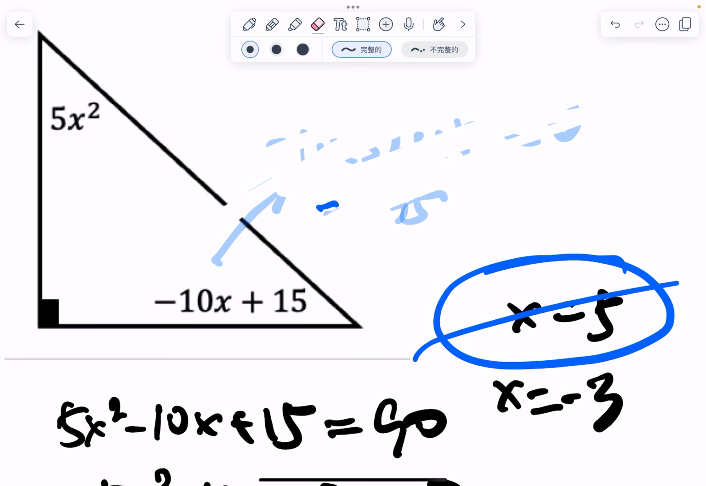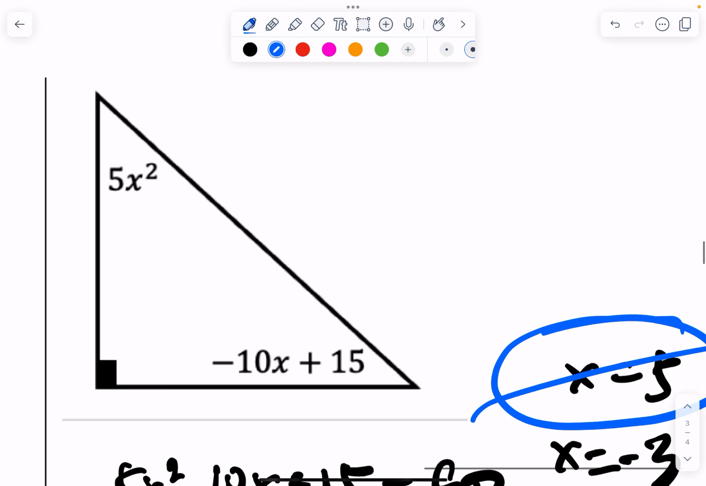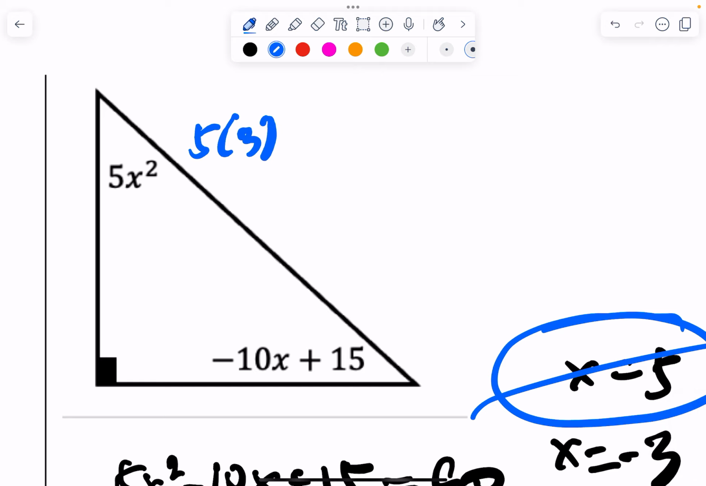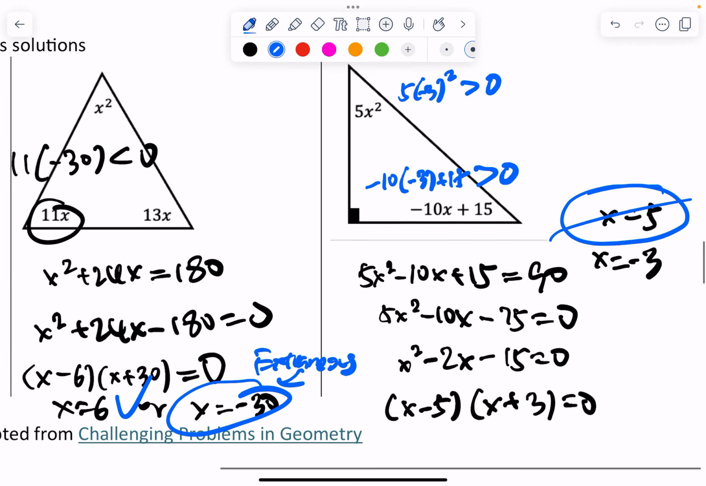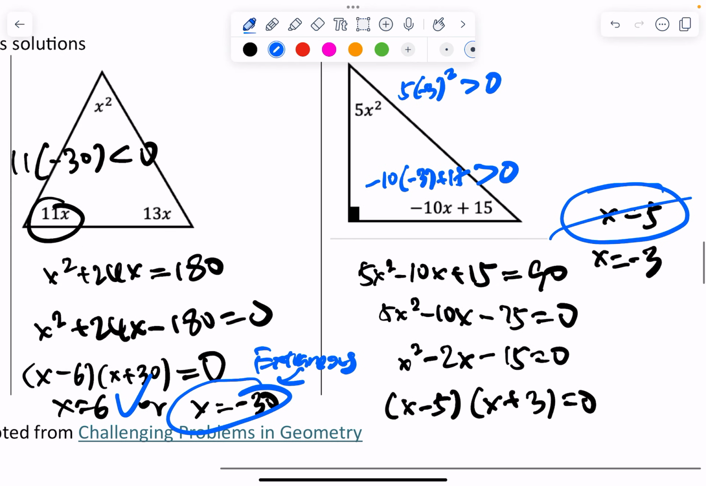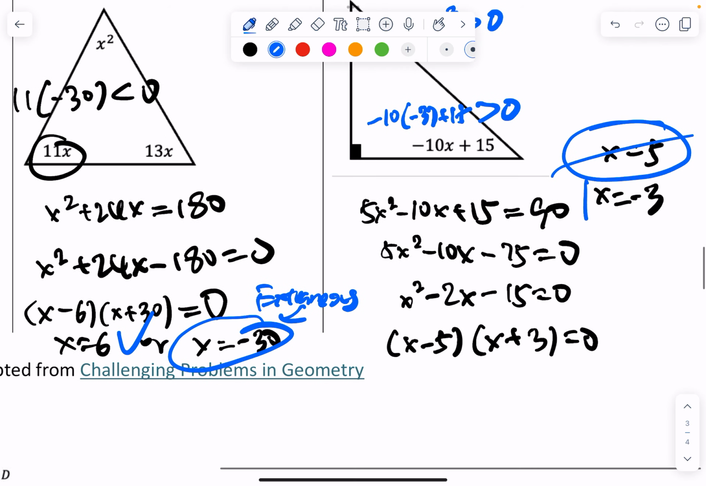But on the other hand, negative 3 is actually not extraneous because this is positive and this is positive. Okay, so in here, 5 would be the extraneous solution and negative 3 would be the actual solution, the non-extraneous one.